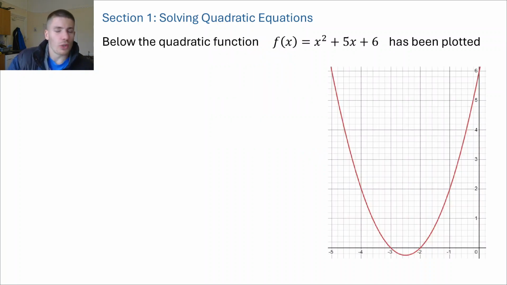In the first part of this chapter, we're looking at how you solve a quadratic equation. What does solving a quadratic equation really mean? Let's consider an example. So below, we've got the quadratic function f(x), which just means y is x squared plus 5x plus 6, which has been plotted down here for us below.